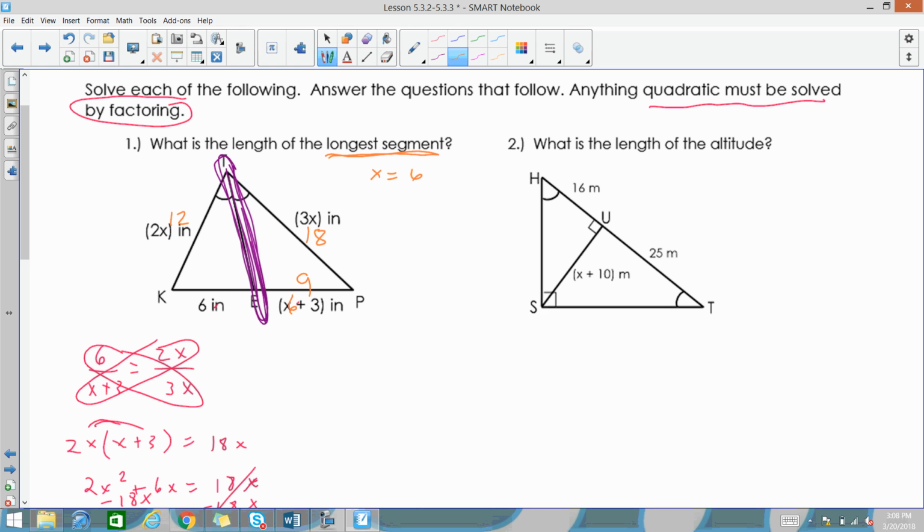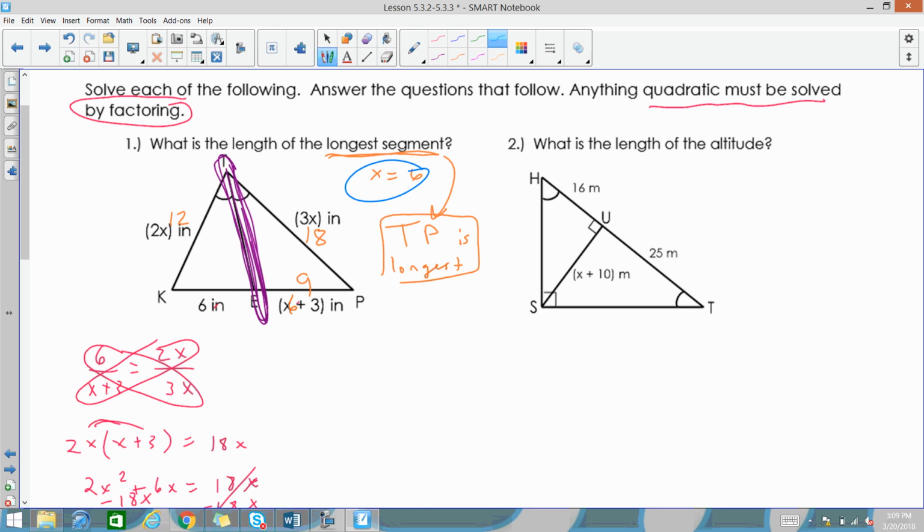So what's the longest segment? Our longest segment is, I believe, this is a T up there. TP is longest. And that's your answer. And that can only be answered because you found the value of x, and we used the angle bisector theorem. So, factoring, angle bisector theorem, reviewing, all in one.